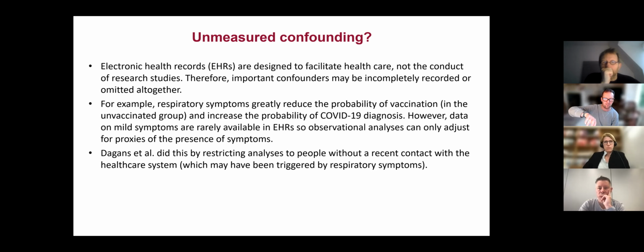So presence of respiratory symptoms greatly reduces the probability of vaccination in unvaccinated people and increases the probability that you get diagnosed with COVID-19. But certainly in the UK, those symptoms were not recorded. The fact that you postponed vaccination was not recorded, although they did a great job of recording the vaccinations that actually took place. So data on mild symptoms are rarely available. So observational analyses can only adjust for proxies of the presence of symptoms. Dagan et al., for example, did that by restricting analyses to people without a recent contact with the healthcare system, which could have been triggered by respiratory symptoms.